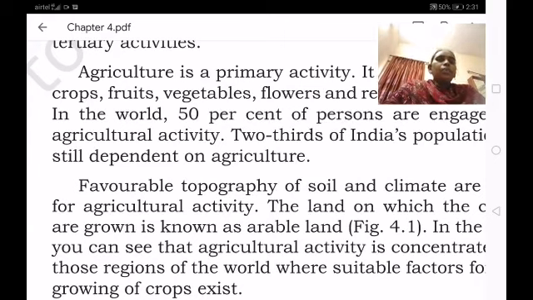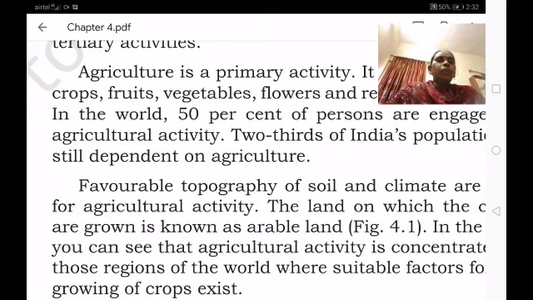Yesterday, I told you about the economic activities. There are three economic activities: primary activity, secondary activity, and tertiary activity. Primary activity comes under agriculture. Primary activity means developing things by using natural resources.